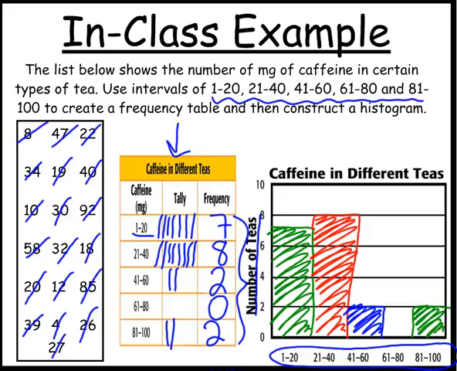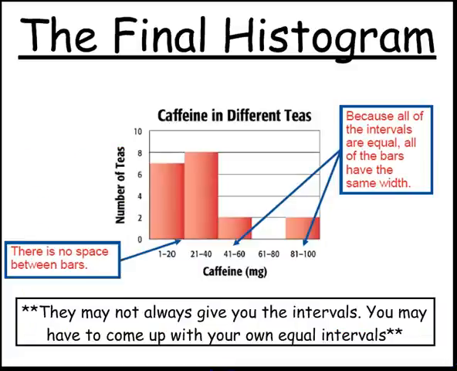Alright, your final histogram should look something like that. If not, you probably did it wrong, but that's okay. So that is creating a histogram. We did it through a frequency table, and then went on to creating the histogram. This is what the final histogram should look like. Obviously, mine looked a little bit better.